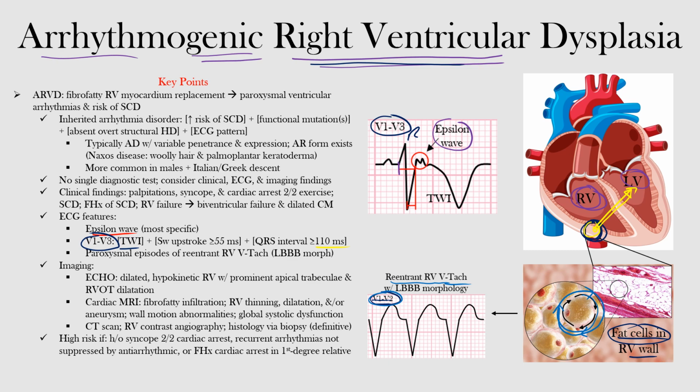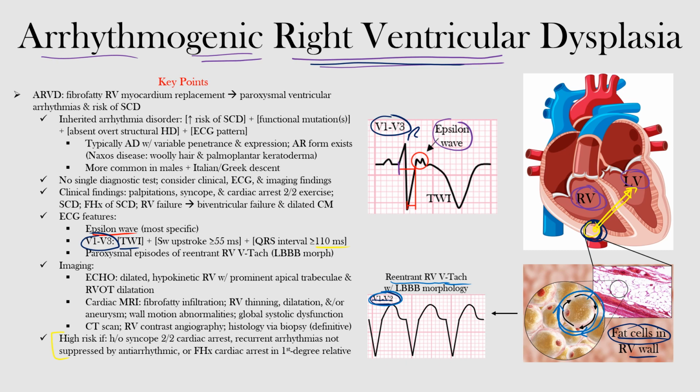Now, in order to assess the risk of patients with arrhythmogenic right ventricular dysplasia, they are considered to be at high risk of sudden cardiac death if they have any of the following. You can see those listed here. We'll go through them. First, if they have a history of syncope due to cardiac arrest, that means that they're at high risk of sudden cardiac death.